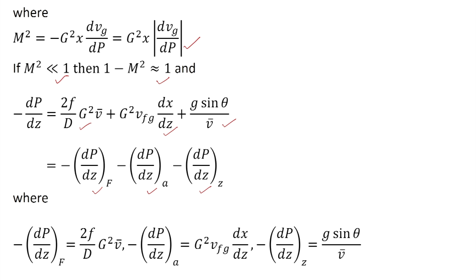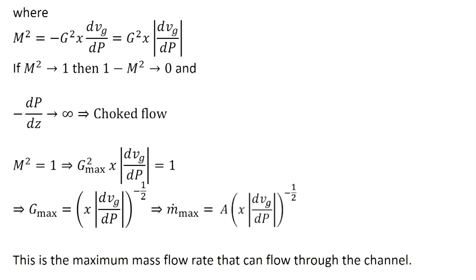The pressure gradient due to friction is always negative, because friction always opposes motion. The pressure gradient due to acceleration can be positive or negative. Pressure gradient due to gravity can be positive or negative. Okay. Now, consider the limiting case when m square tends to unity. So, then 1 minus m square tends to 0. So, the denominator tends to 0 and the pressure gradient tends to infinity.